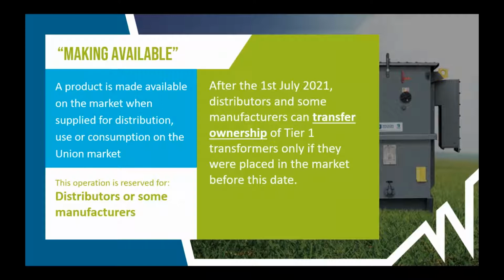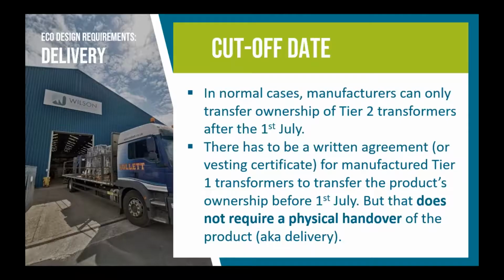The regulation says that after the 1st of July 2021, distributors and some manufacturers can transfer ownership of Tier 1 transformers only if they were placed on the market before that date. So in practical terms, what does that mean? Thinking of the cutoff date, we know that the 1st of July is the date that we all talk about.